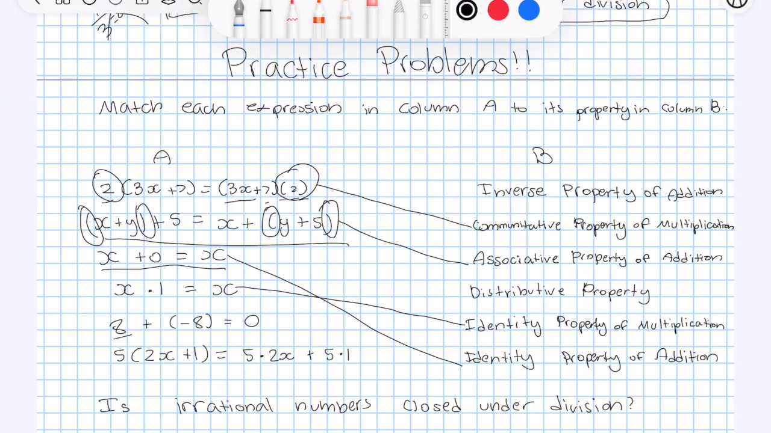Here we have 8 plus negative 8, which is 0. This is an example of the inverse property of addition because we have the number 8, and the inverse of it is negative 8. When you add them together, you get 0, which is basically what this property says. And finally, the last one, and everybody's favorite, the distributive property, because 5 is being distributed to both the terms in the parentheses.